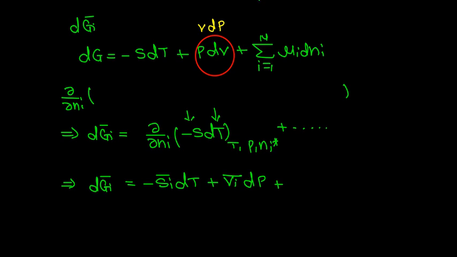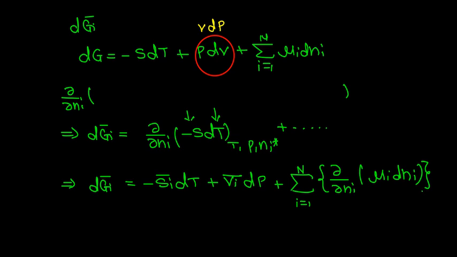Now when I have to operate this, the operation has to be done very carefully. I have to go from 1 to capital N, and I have del by del ni times mu I, that is, del mu I by del ni at constant T, P, nj star. And now, these two terms are fine. So the first term is okay, the second term is okay. But when I have to do a differential here, then I have to be careful.